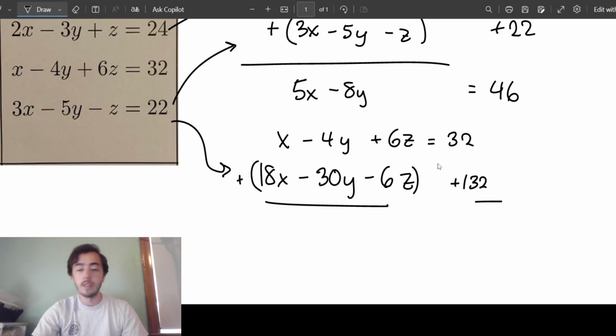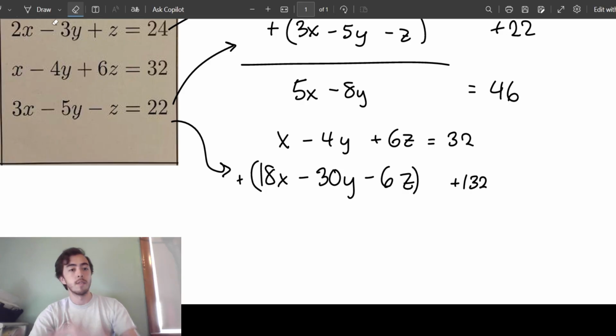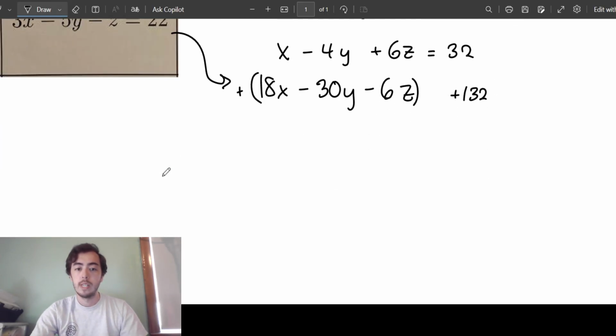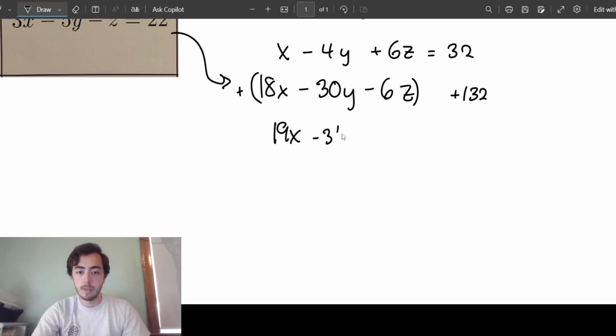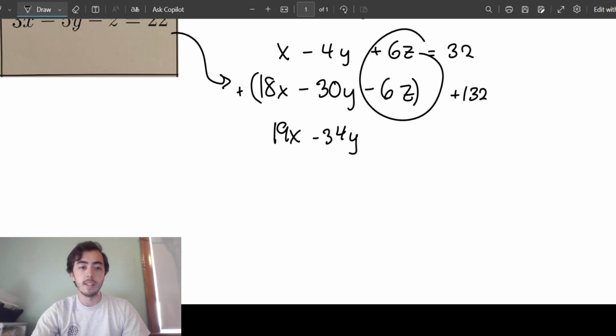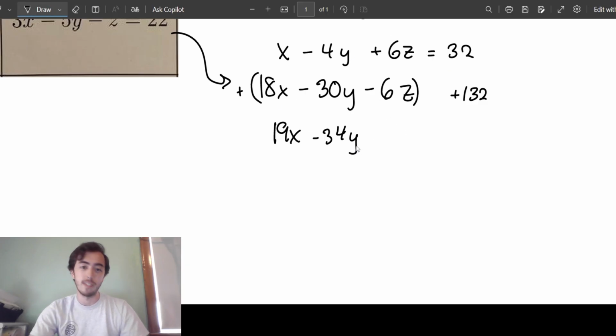And since I know that these two expressions are equal, I'm allowed to add them on either side of my equation. I will get 19x minus 34y. And then again, my whole goal was to get these z's to cancel out, and they do. 6z plus negative 6z is no z's at all. And then we get 32 plus 132, which is 164.